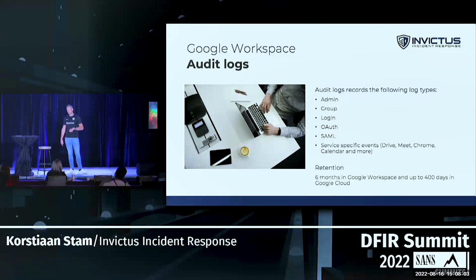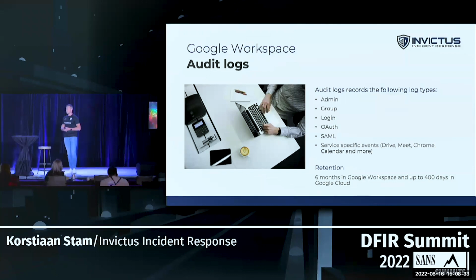Google Workspace is a SaaS offering, and as we learned yesterday in the keynote as well, if you have a SaaS solution in the cloud, you basically rely on the cloud provider to give you data. And Google does that. They have audit logging available, and the audit logging is separated into several what I call log types. There are five main categories: admin, group, login, OAuth, and SAML. Those are the main categories of logs. And then there are service-specific events.